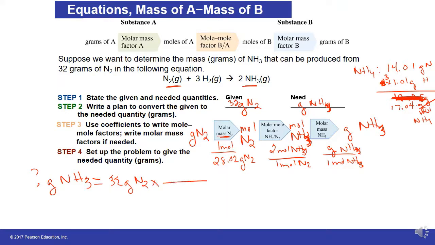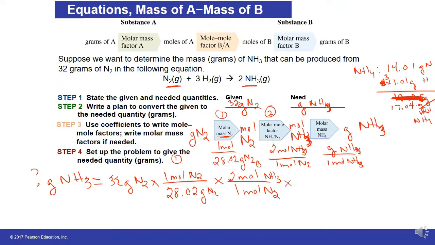We're going to use our first conversion, which is 1 mole of nitrogen is 28.02 grams of nitrogen. Remember, nitrogen gas is N2. Next, we're going to use our second conversion, and there are 2 moles of ammonia produced for every 1 mole of nitrogen that reacts. And then finally, we're going to use our third conversion, in which we have 17.04 grams of ammonia per 1 mole of ammonia.